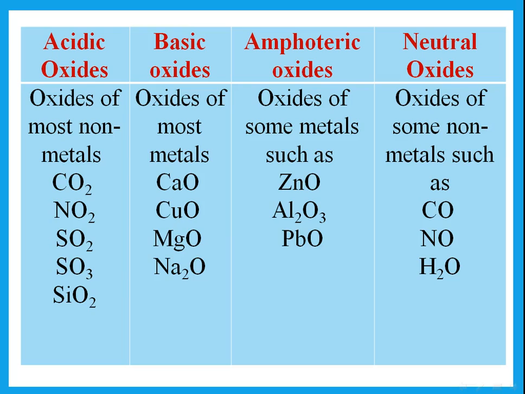Okay, what about the basic? Which ones are basic? Oxides of most metals are basic. So calcium oxide, copper oxide, magnesium oxide, sodium oxide, all of these are basic. Basic means if they dissolve in water, they will form hydroxide ions. But there are some exceptions. Some are not basic, they are amphoteric. So which ones are amphoteric? You're supposed to know these examples. Oxide of zinc, oxide of aluminium, oxide of lead. These are amphoteric. These are the examples we're required to know. Zinc oxide, aluminium oxide, lead oxide are amphoteric. Amphoteric means they will react with acid and they will react with base.